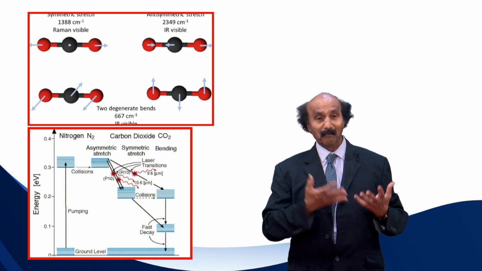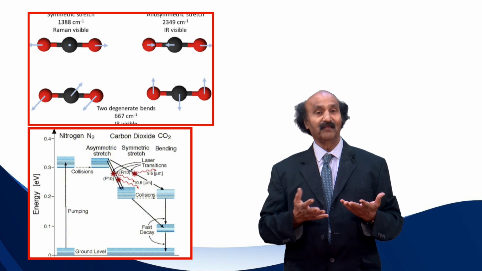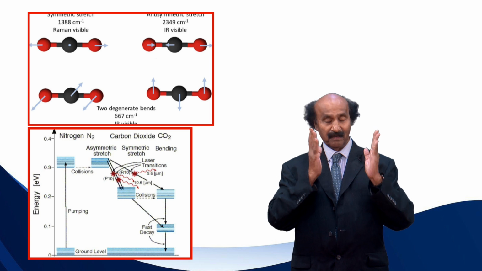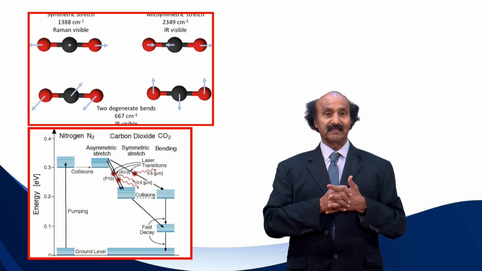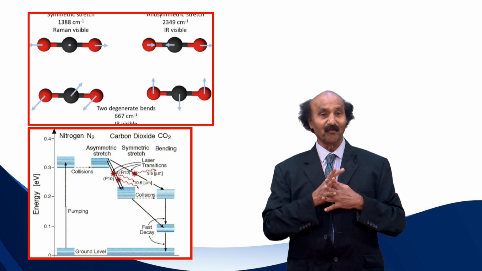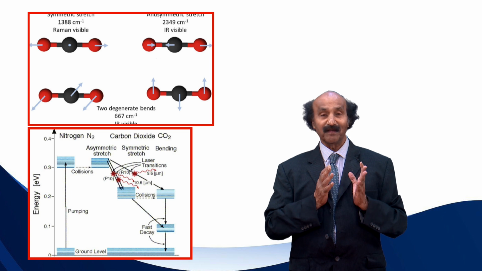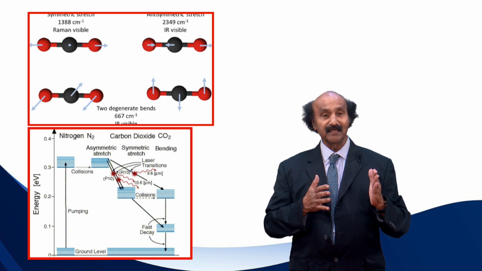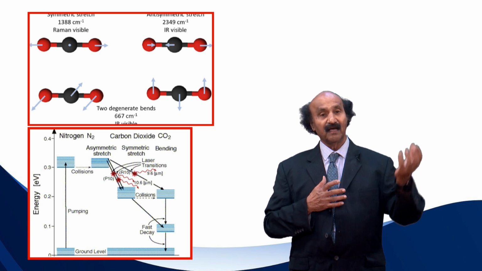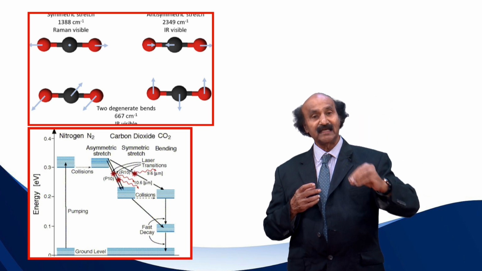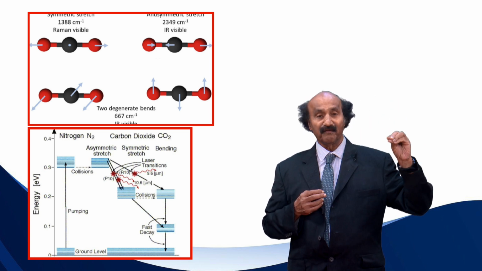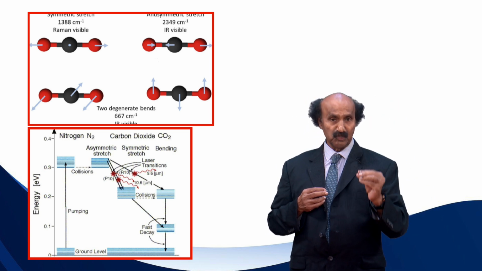At that time, if somebody hits on them, they will shout at him. That happens. If you go to the bus stand, or in any crowd, you will see such an incident. In a similar fashion, excited nitrogen, called the metastate nitrogen, will be running back and forth in the discharge tube.